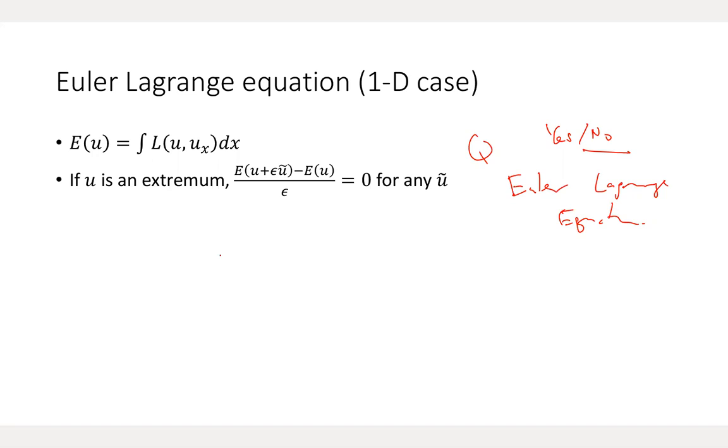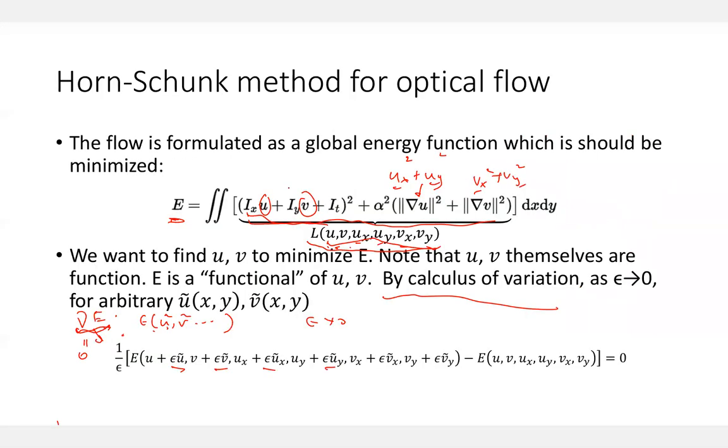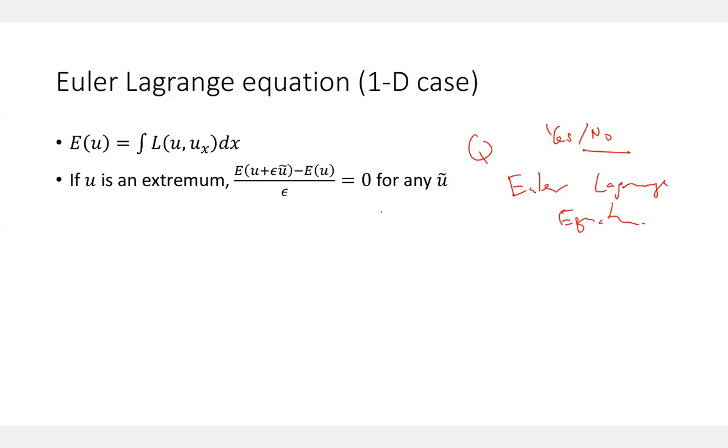So let's consider the 1D case. If you look at this, it's a 2D case, right? You have U and V, and X and Y directions. But to start with a simple 1D case, say I have a function L that depends on another function U and also its derivative in the X direction, so U and U_X here.